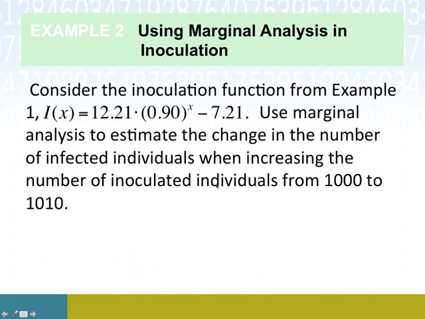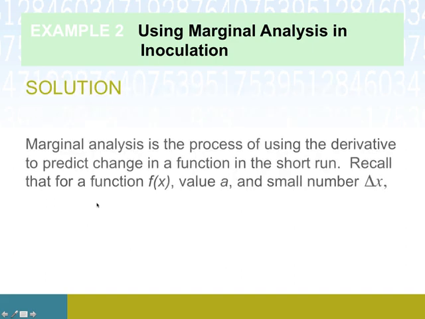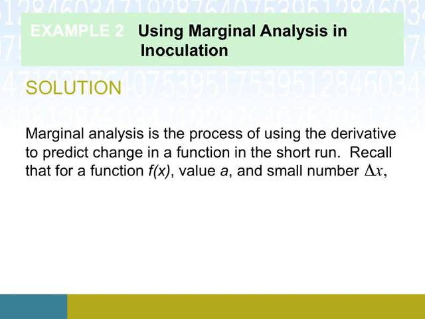So another example, but we're going to make use of the same function. We'll steal our hard work from example 1, reuse this inoculation function, and now our task is to apply marginal analysis to estimate the change in number of infected people when we move from 1,000 inoculated people to 1,010. So in other words, what's the effect of inoculating those extra 10 people? How does that change our number of infected people?